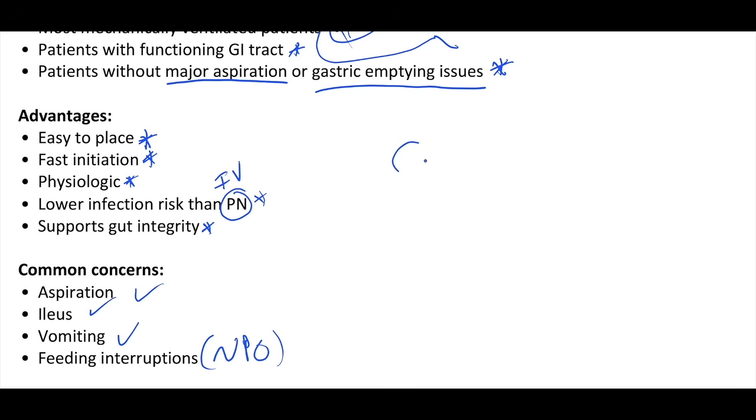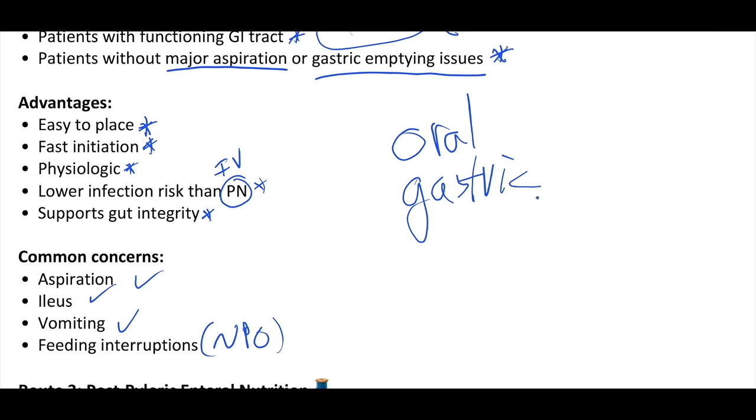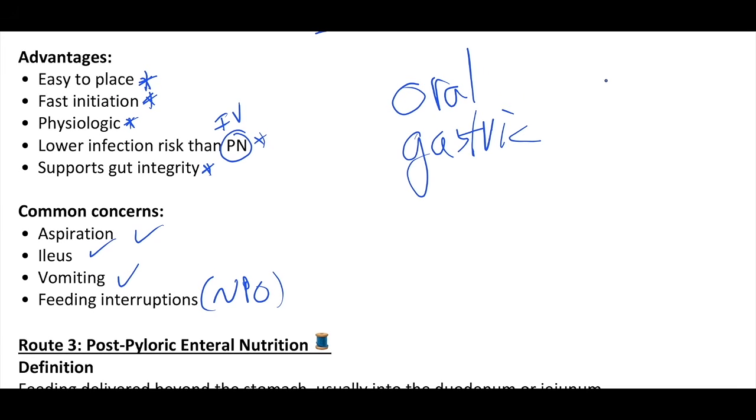Okay, so remember, route number 1 was oral, like a normal human. Route number 2 was gastric through an NG tube, a nasogastric tube, or an OG tube, an oral gastric tube. The other tube that you could do would be a PEG tube. This is a tube that goes through the skin into the stomach. It's kind of a mini surgery that patients get when they need to have gastric feeding chronically.